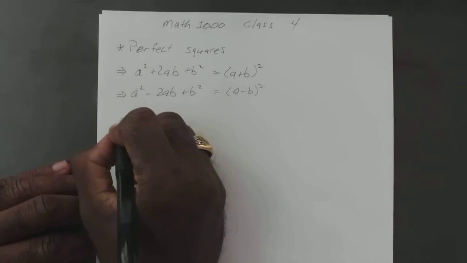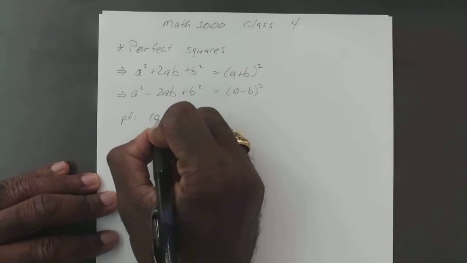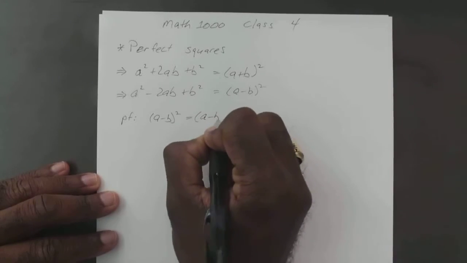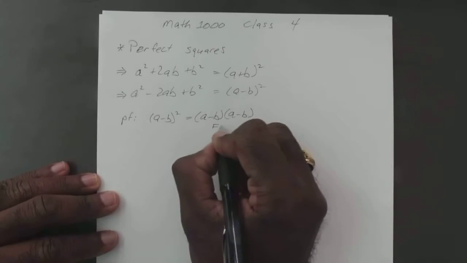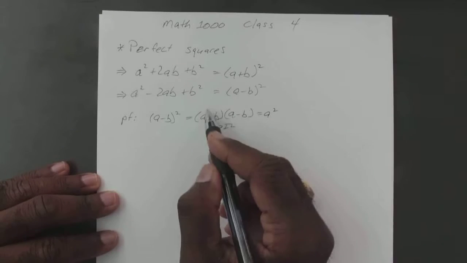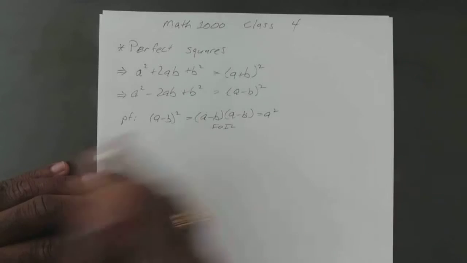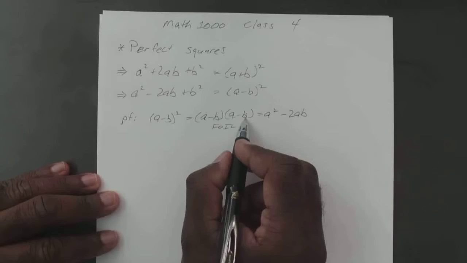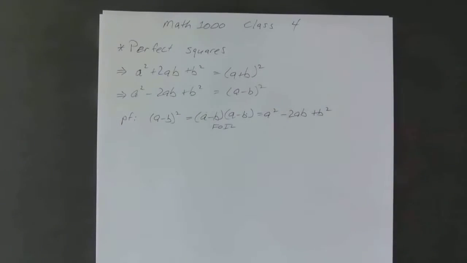Okay. And you can prove either one. So if you wanted to prove the second one, a minus b squared is just a minus b times a minus b. And do the FOIL method. You have your first, which is a squared. Your outer is negative ab, and your inner is negative ab. You add those two together. Negative 2ab plus your last, negative and negative is positive, positive b squared.